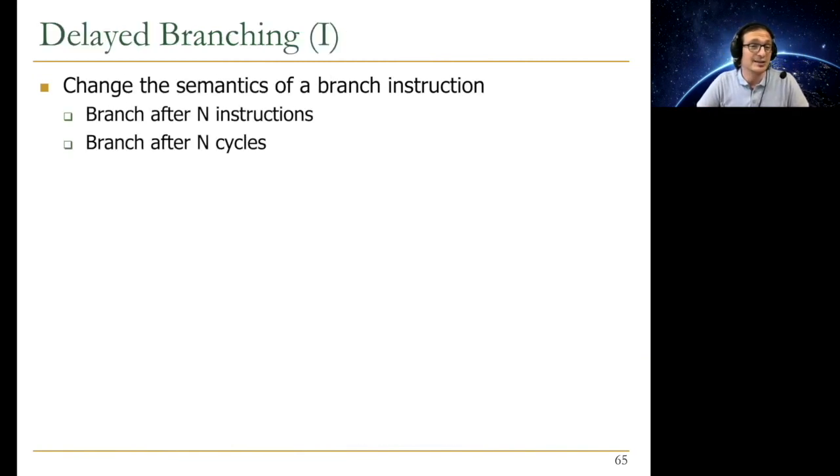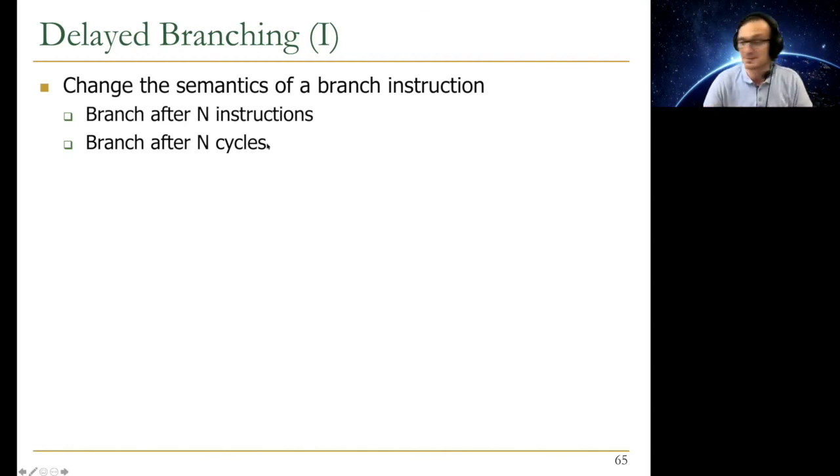Okay, so delayed branching is a very interesting idea, but an interesting idea that doesn't work. The idea comes from the philosophy of reduced instruction set computers: hardware should not do branch prediction, and software should do everything. So if we want a pipelined processor, why don't we change the semantics of a branch instruction such that you branch after n instructions? That way you can fill the pipeline with n instructions and the branch takes effect only after them. Or you can do this in terms of cycles.